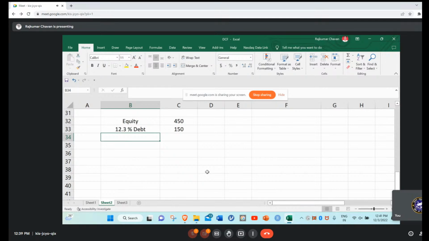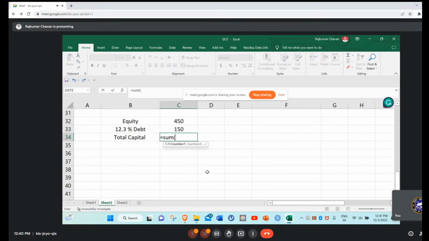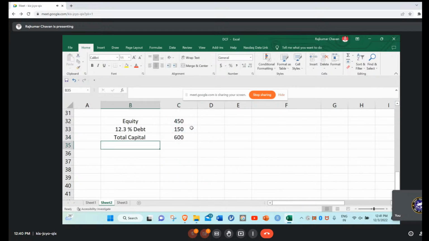Can you see here this information of Sonata company? These are hypothetical examples. Equity is how much? 450. Debt is how much? 150. What is the total sources of fund? 600 rupees. So can I write here total sources of fund? Total sources, or we can say total capital also. Total capital is equal to sum of both. Sum, open the bracket, select these two values, close the bracket, enter. You got 600 rupees.